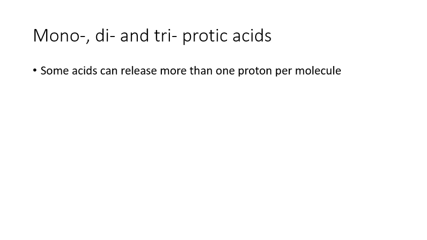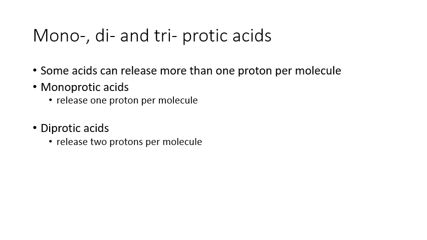They have more than one proton. They're polyproton or polyprotic acids. So the typical acids we've been talking about so far are monoprotic. They only have one proton in them. They're things like HCl, HNO3. But some acids actually can release more than one proton.